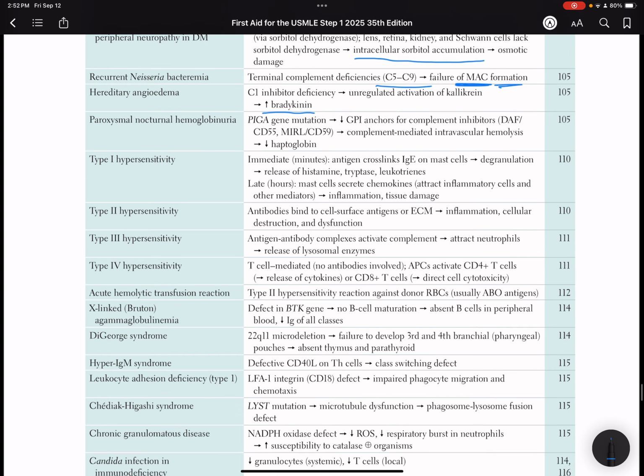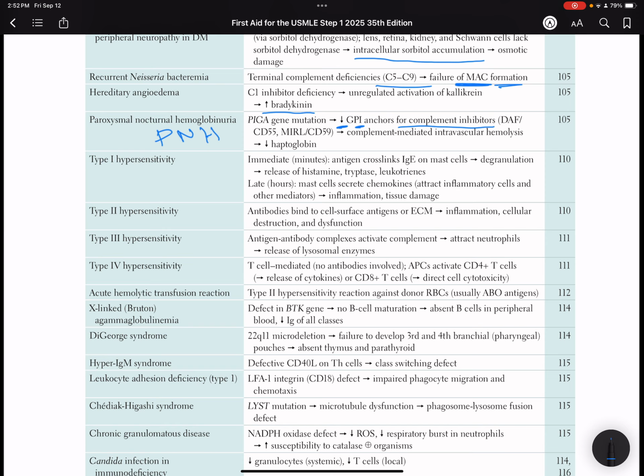What is paroxysmal nocturnal hemoglobinuria? Short form is PNH. Paroxysmal nocturnal hemoglobinuria is due to PIGA gene mutation, decreased GPI anchors for complement inhibitors.